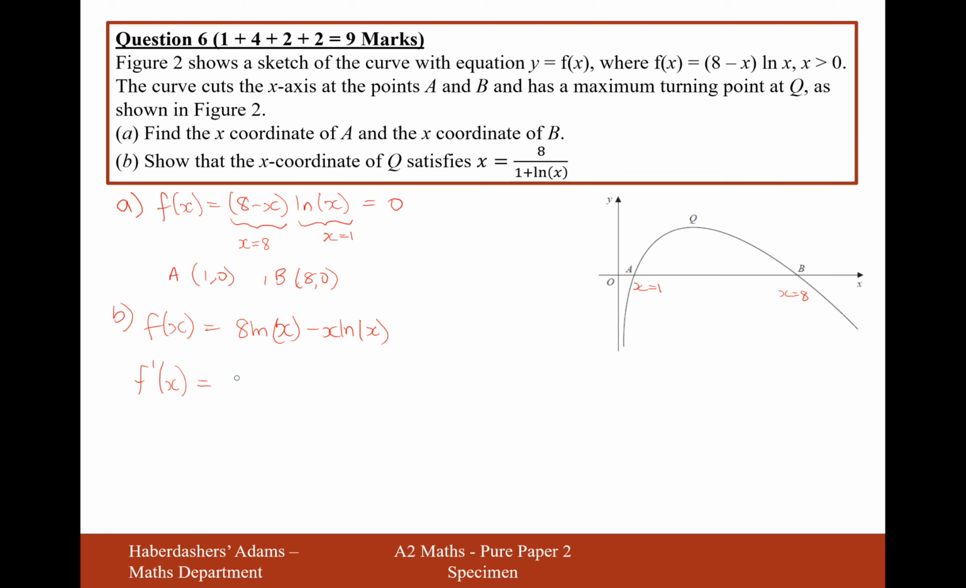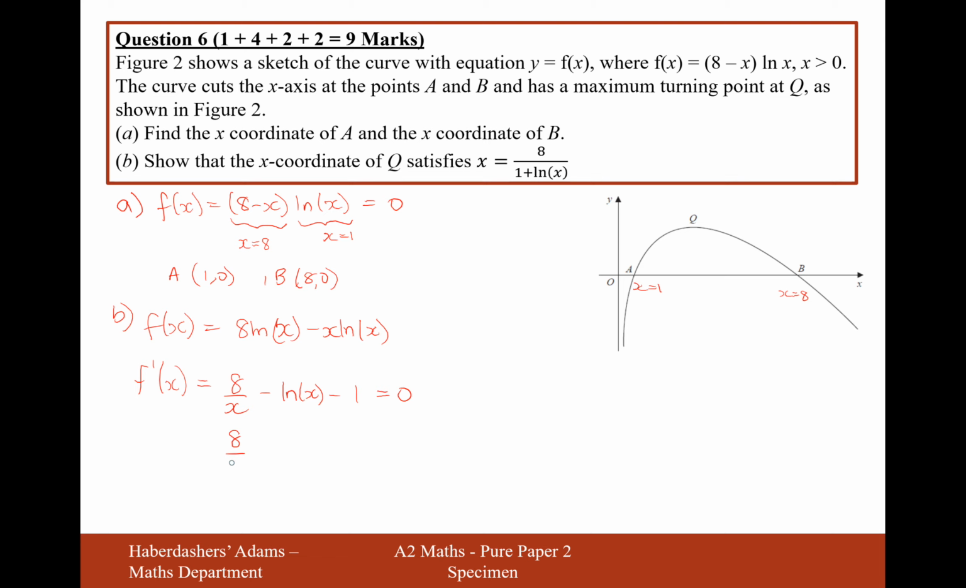So it's going to be 8 over x, the differential of the first part, and then the second part we're going to use the product rule here: differentiate the first part, leave the second part the same, so that's going to be ln x, and then do it the other way around. Differentiate the ln x, keep x the same, so that's going to be 1. And now we want to find the coordinate of Q. We find the coordinate of Q by the differential being 0. And now we just need to rearrange it into this expression here.